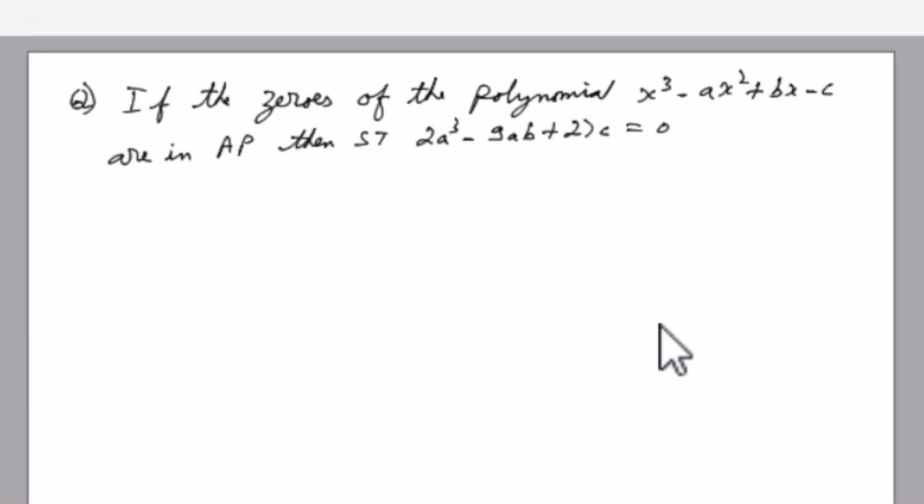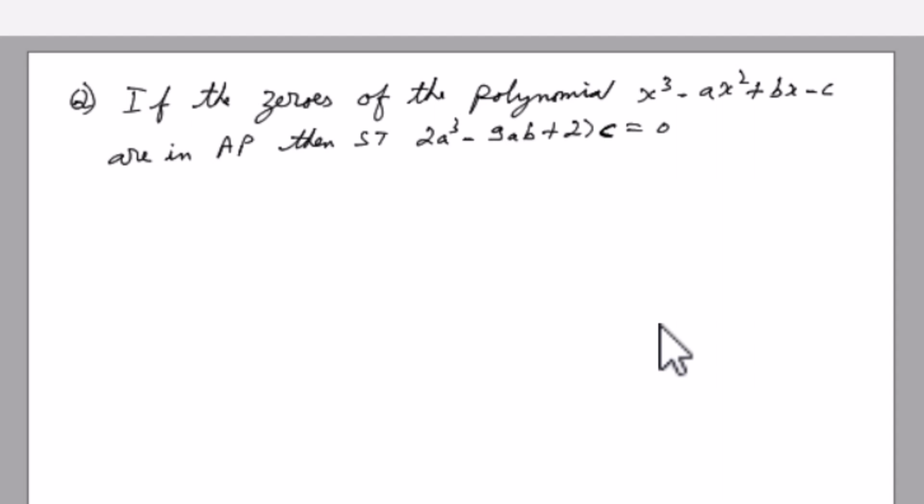Hello everyone. Today we are going to solve a problem on polynomials. The question here is, if the zeros of the polynomial x cube minus ax square plus bx minus c are in arithmetic progression, then show that 2a cube minus 9ab plus 27c equal to 0.